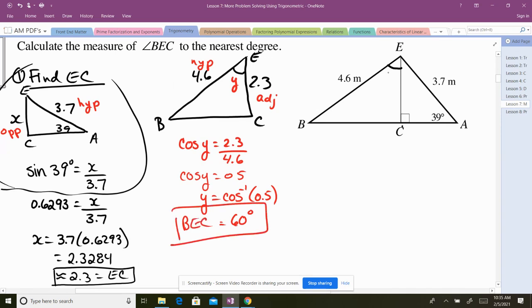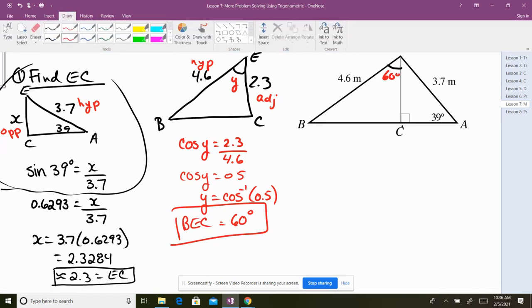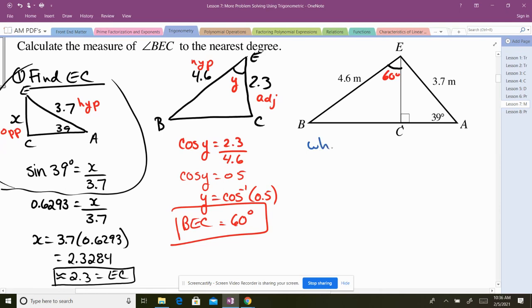Okay, just one other question here. We're here, I might as well find it. What is angle B? What's that angle right there? 30 degrees. 180 minus 60 minus 90, because that's a right angle there, is equal to 30. So angle B is equal to 30.